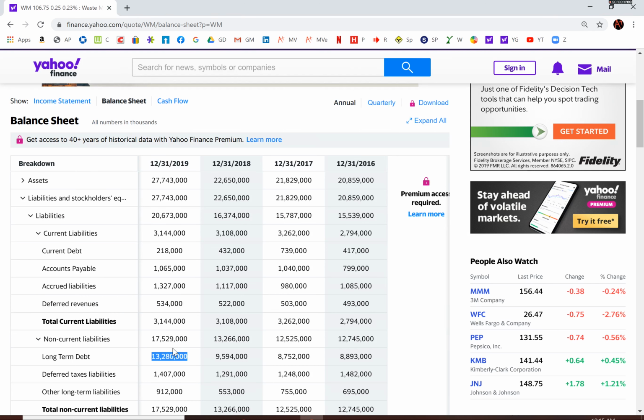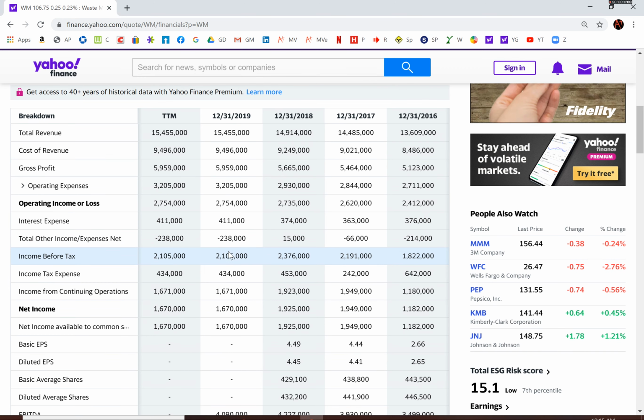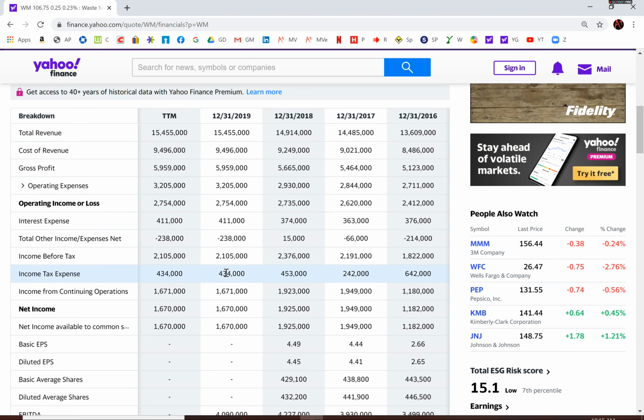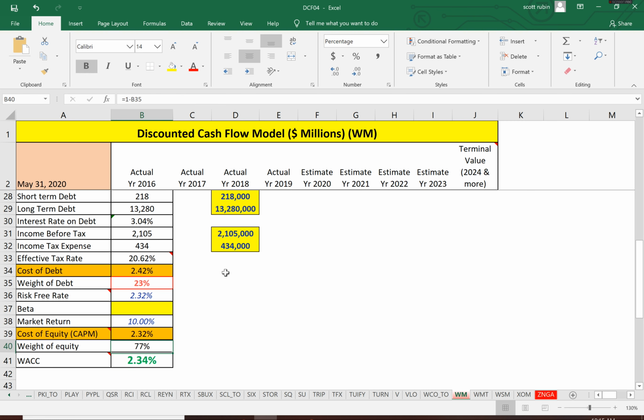Interest payments are tax deductible, so let's find their effective tax rate. We'll go back to the income statement. Income before tax, 2 billion. Income tax, 400 million. So the effective tax rate is 21%. So the cost of the debt is 2.4%. And the weight of the debt this company has in their capital structure is 23%. That's an okay number. It's not great, but as long as it's under 50%, it's manageable.